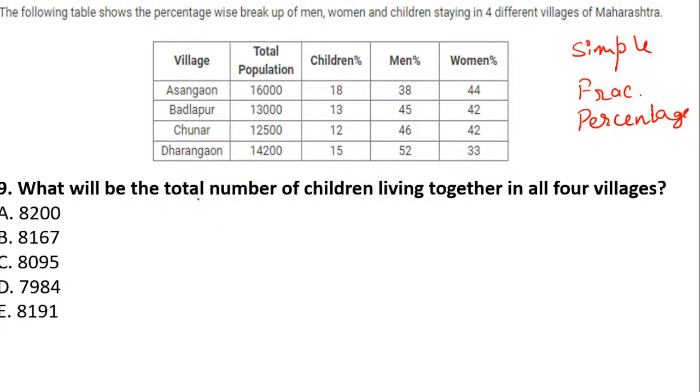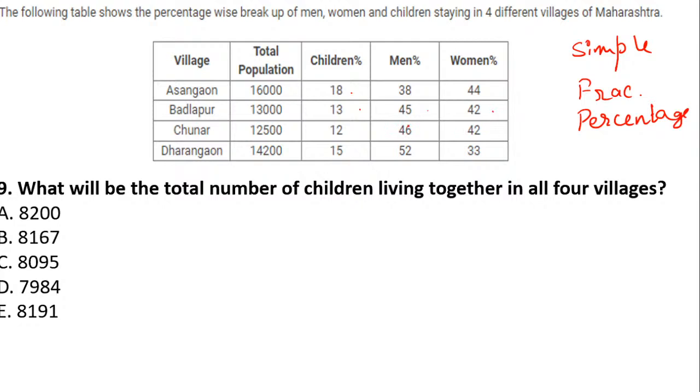First let me read the question. The following table shows a percentage-wise breakup of men, women and children in 4 different villages of Maharashtra. So in the state of Maharashtra, there are different villages like Asangaon, Badlapur, Chunar and Dharangaon, each with a different population. In Asangaon, 18% of the population is children, 38% is men and 44% is women. The same way for Badlapur, 13,000 is the total population, from which 13% is children, 45% is men and 42% is women.